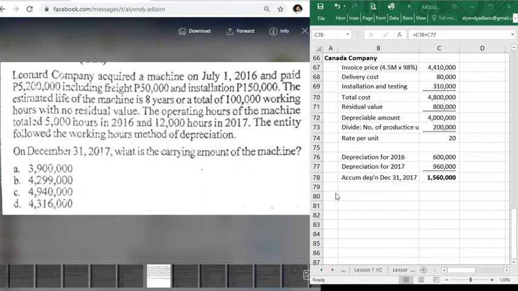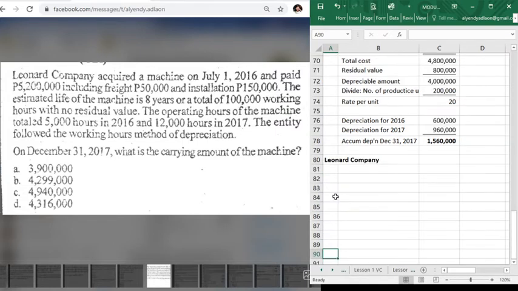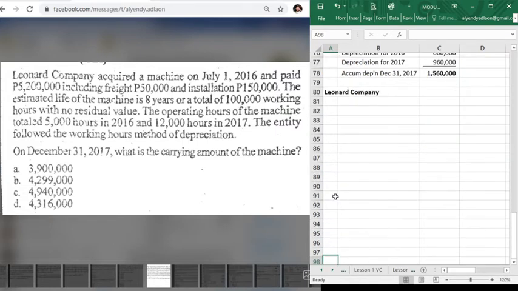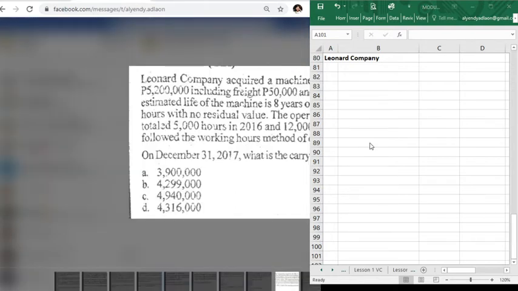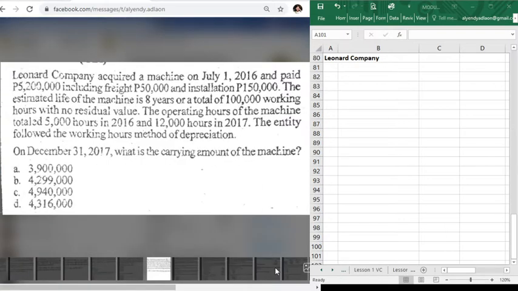Okay, so we have Leonard Company. Okay, question. Oops. Nansa na ni Ron? Okay.